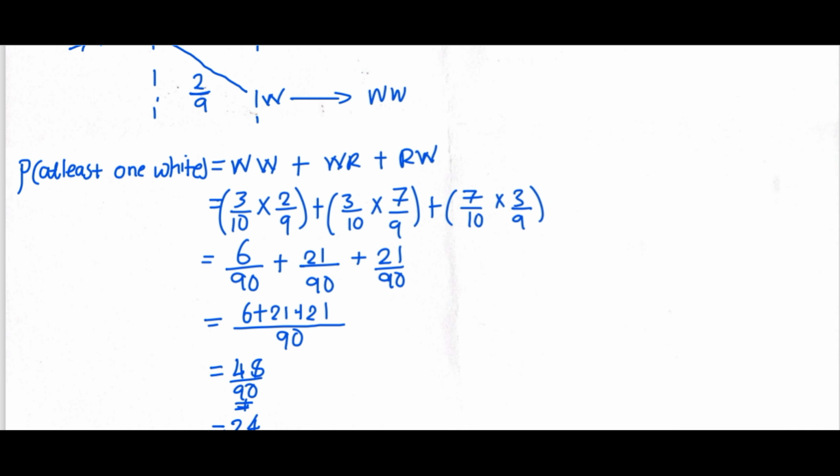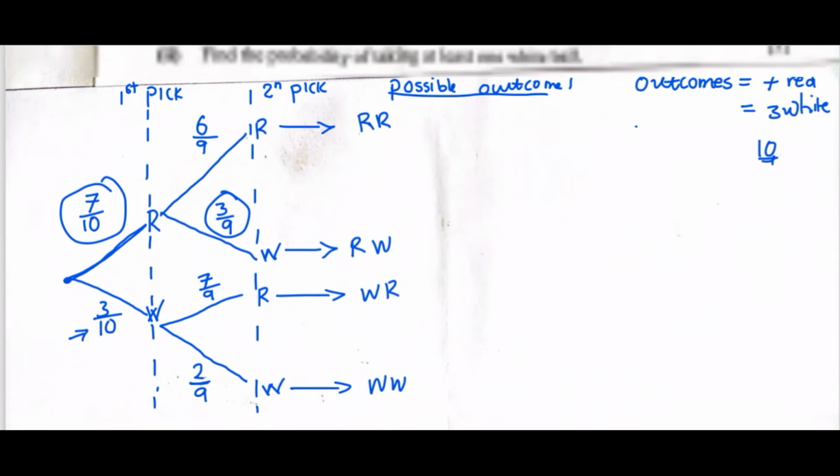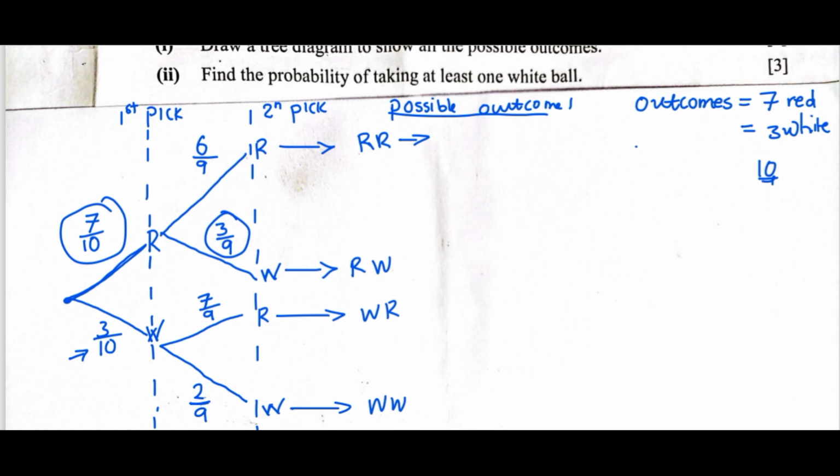Now, we can also find the same answer, but for at least one white. What we can do here is we know that the probabilities of these chances must add up to one. So if we subtract the probability of picking red, then we'll be able to find the same. Because if we subtract red, then the remaining chances are for at least one. So it's one minus red. So red here, we can see that the first is 7 over 10 times here is 6 over 9.